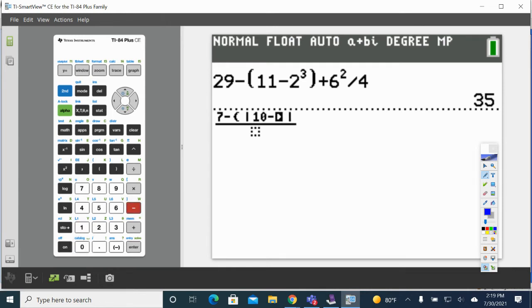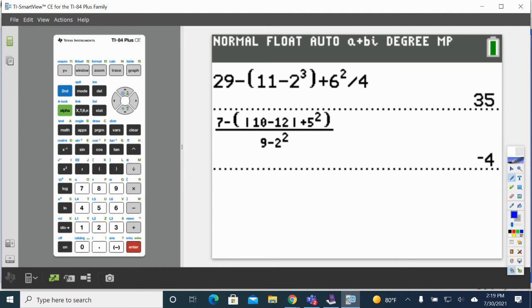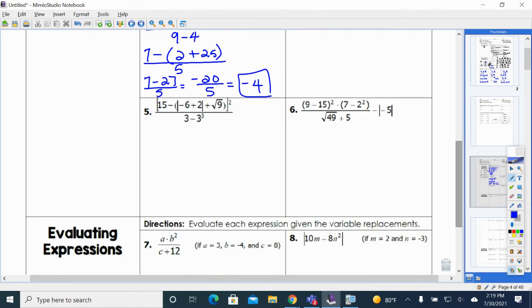And I can do the 10 minus 12, arrow to the right to come outside of that, plus 5 squared. And then I need to close those parentheses. And then I'm going to arrow down to get into the denominator. 9 minus 2 squared. And it should tell me that my answer is negative 4. And sure enough, it says negative 4. So that's how you put that into the graphing calculator. And I would encourage you to do that. I encourage you to use the graphing calculator as often as possible.